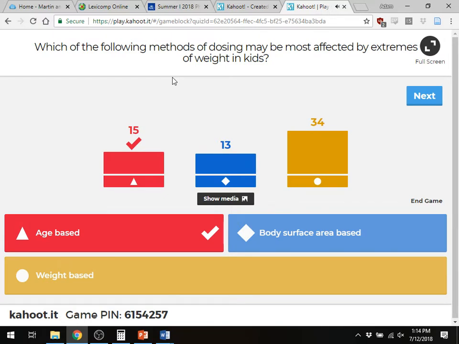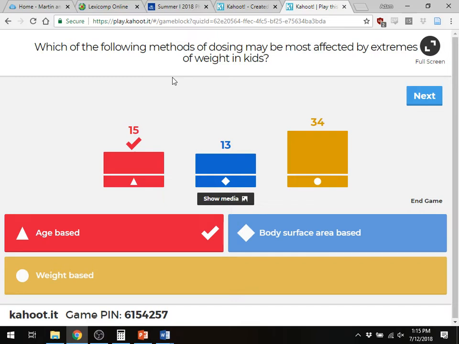All right. Interesting. So again, which method would be most affected by the extremes of weight in children? You may think, oh, weight-based. Actually, that's not the case. What you actually find is age-based dosing. Because when I'm looking at age-based dosing, does that take the weight of the child into account at all? No. So I could have a very underweight child or an extremely overweight child, and that would not be factored in. It just says you're 2, guess what? You get this dose. You're 5, you get this dose. That is going to be affected by the extremes of weight pretty dramatically, as you'll see.